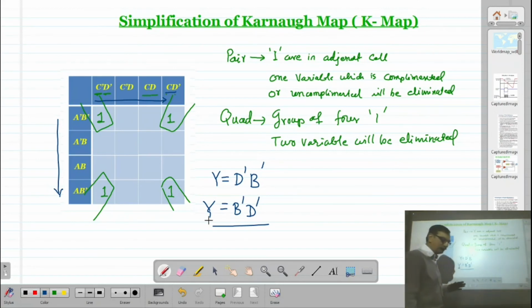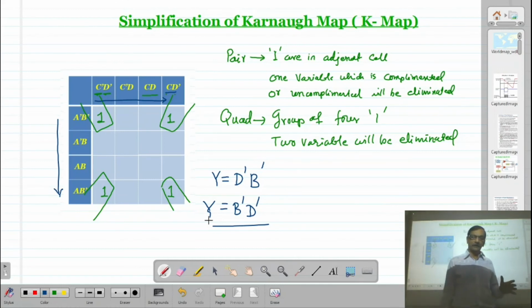So in a Karnaugh map, you have to find out the pair or a square. But what is the priority? First of all, you have to find out the square and then pair. Okay.